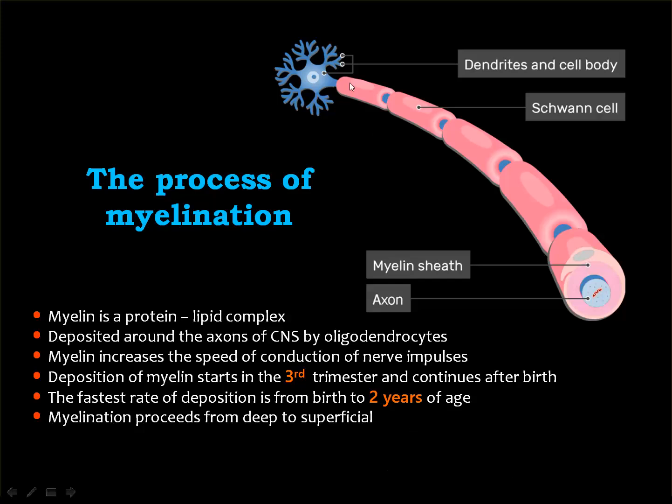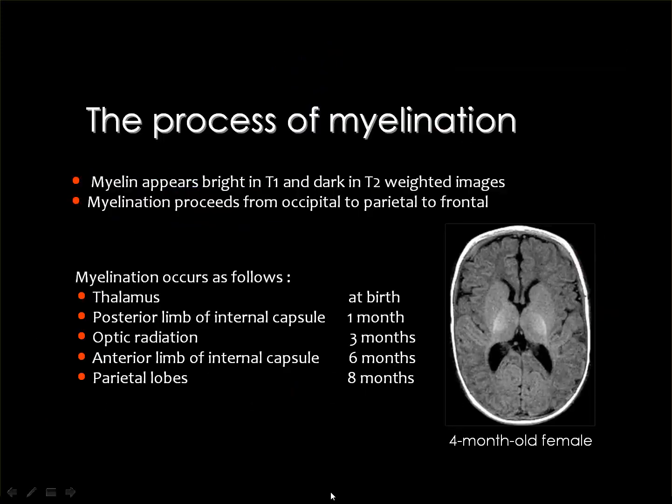Then being a lipid protein complex, this myelin will appear of bright signal in the T1 and dark signal in the T2 weighted images. Initially, the white matter before myelination contains water, and this water will appear of low signal in the T1 and high signal in the T2. Then by the start of myelination, you got increased signal in the myelinated areas in the T1 weighted images and decrease in the T2 weighted images.